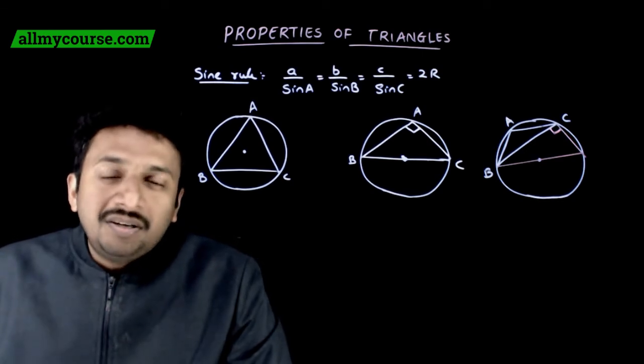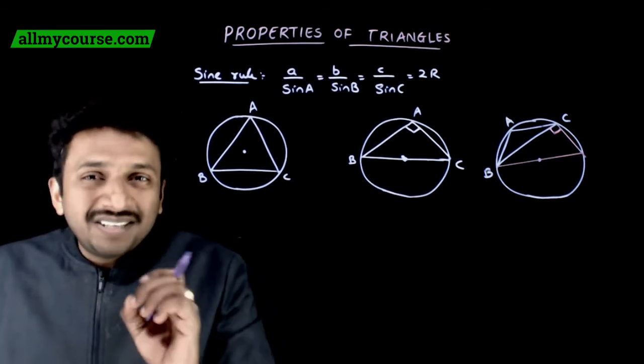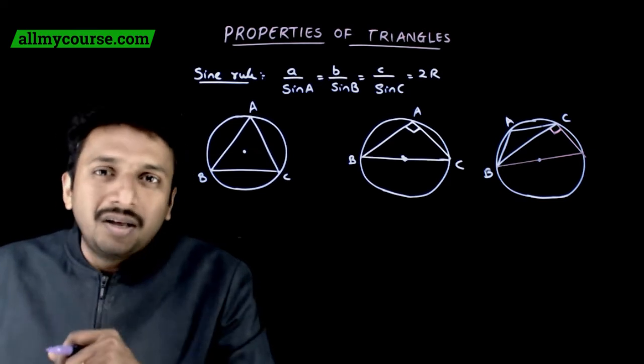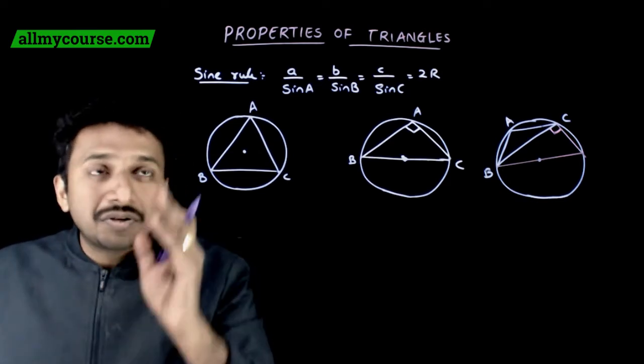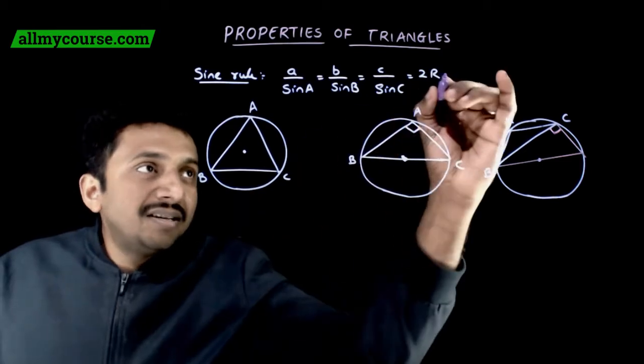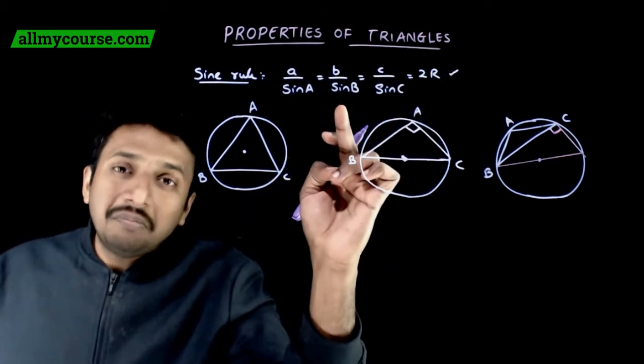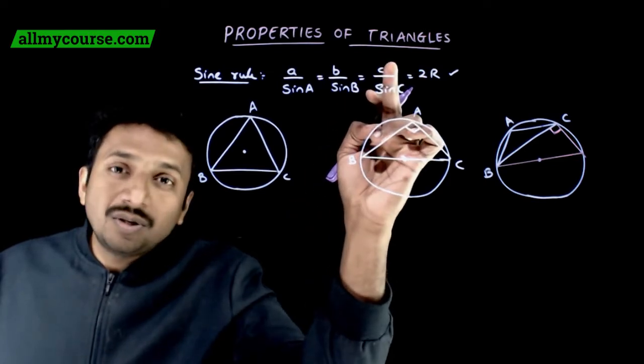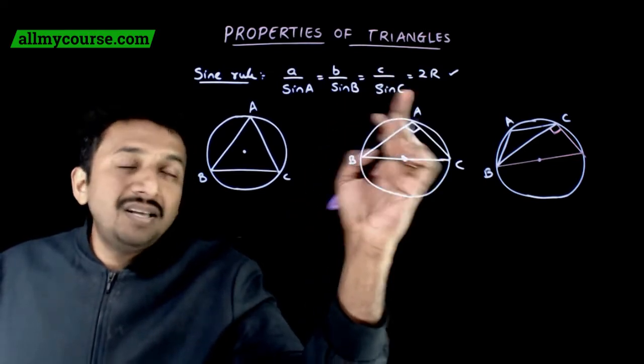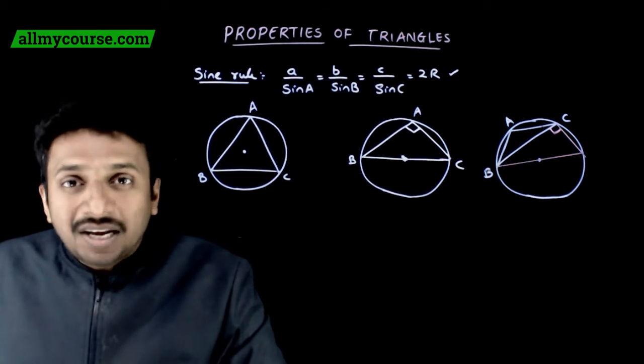So welcome students. In this video, let us look at the first and the most important rule in triangles, which is called the sine rule, which says that a by sine A is equal to small b by sine capital B is equal to small c by sine capital C is equal to 2 times the circumradius.